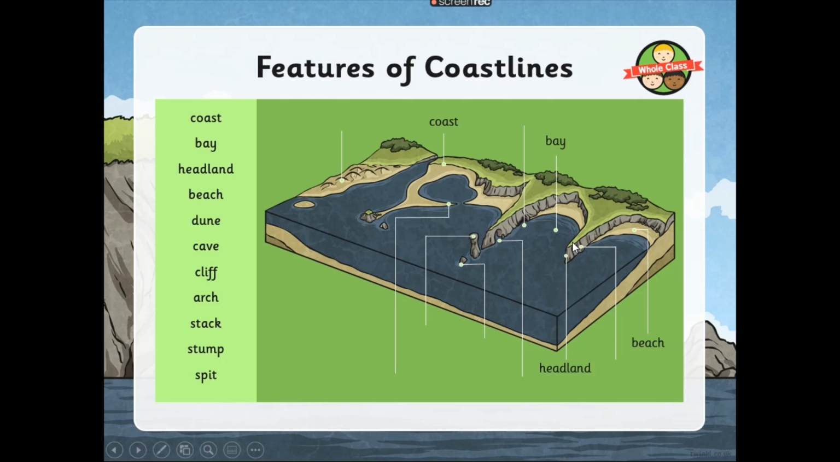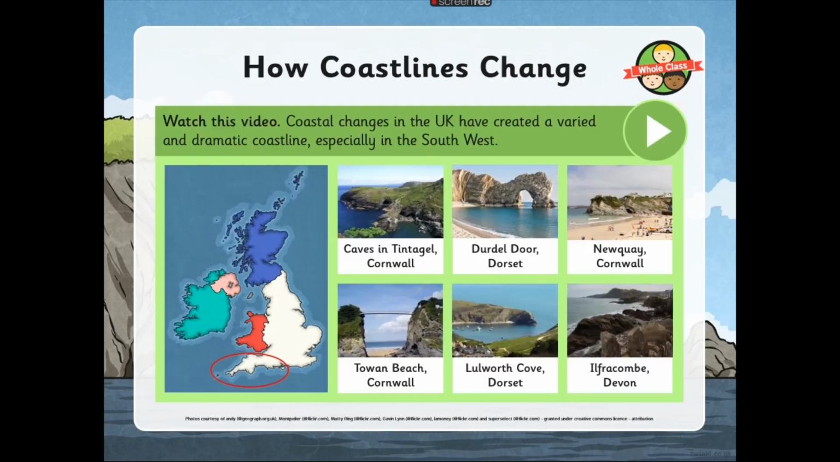We've got the beach, which is made up of sand. Dunes, where sand has been blown into sort of mini hills. Cliffs, arches, stacks and stumps, and of course a spit. So they are features of coastlines.